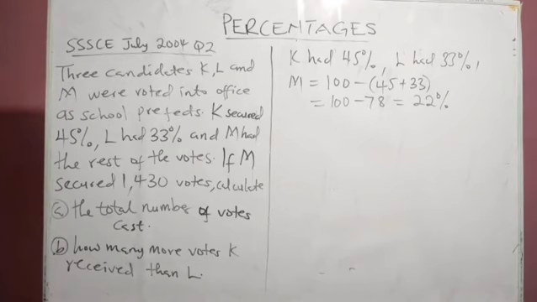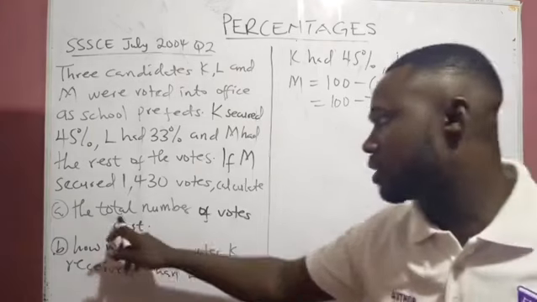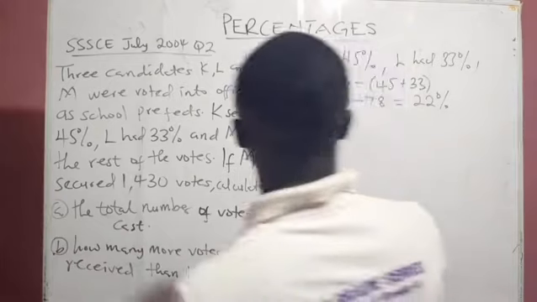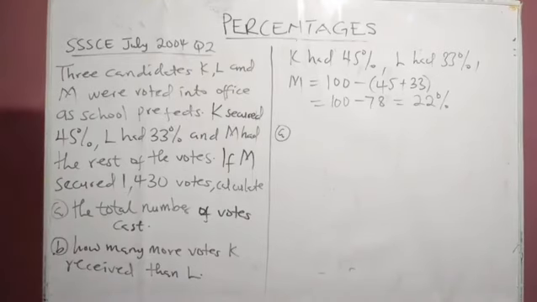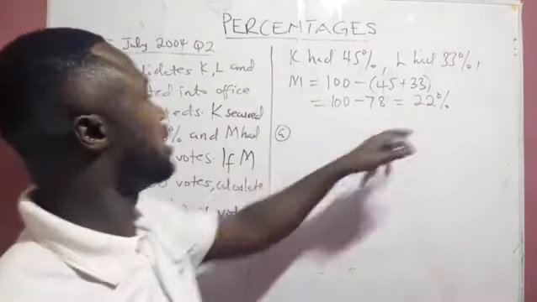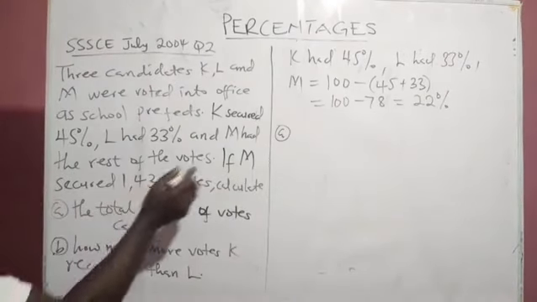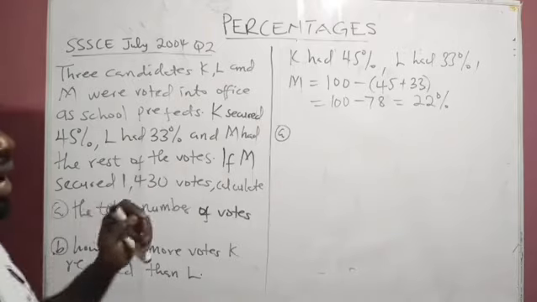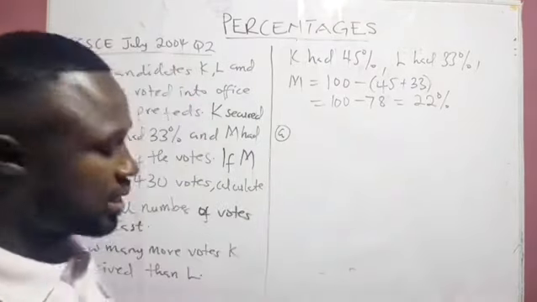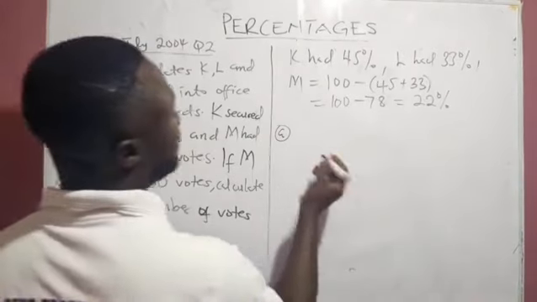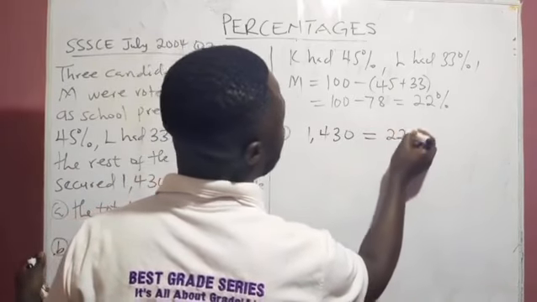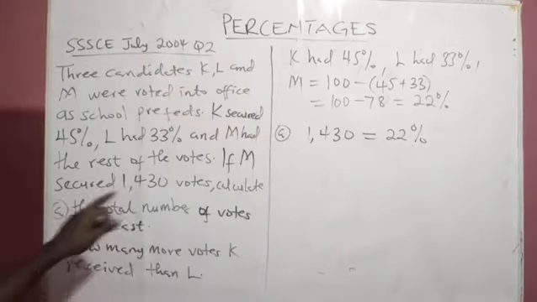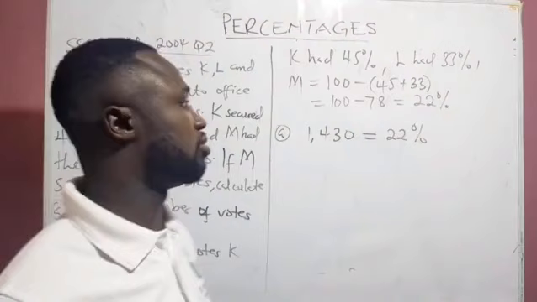Alright. So now let's look at how we calculate what we are supposed to calculate. A, the total number of votes cast. So what we know now is that this 22% corresponds to the 1,430. If M secured 1,430 and M's percentage is 22%, so what we can now say is that 1,430 corresponds to or equals 22%. So that is what M had, and in percentage it is 22.